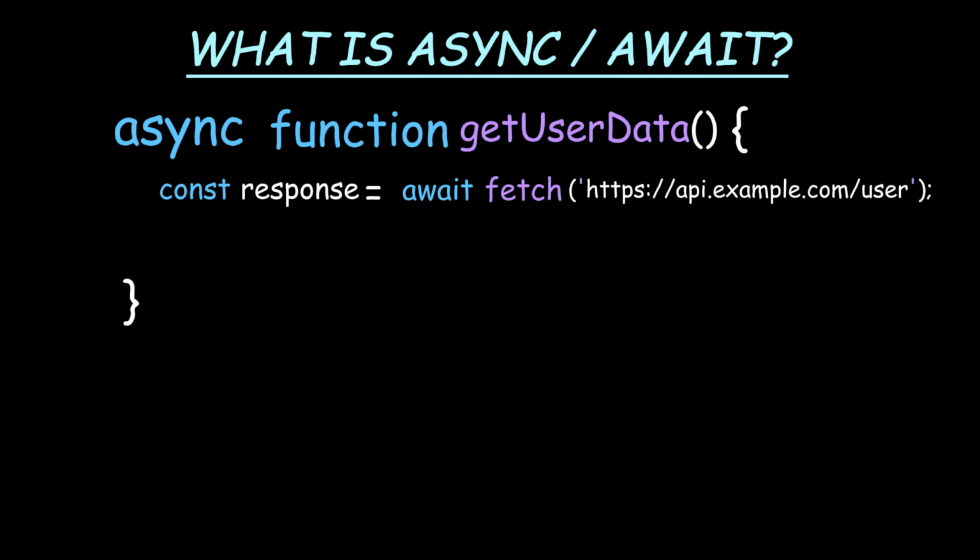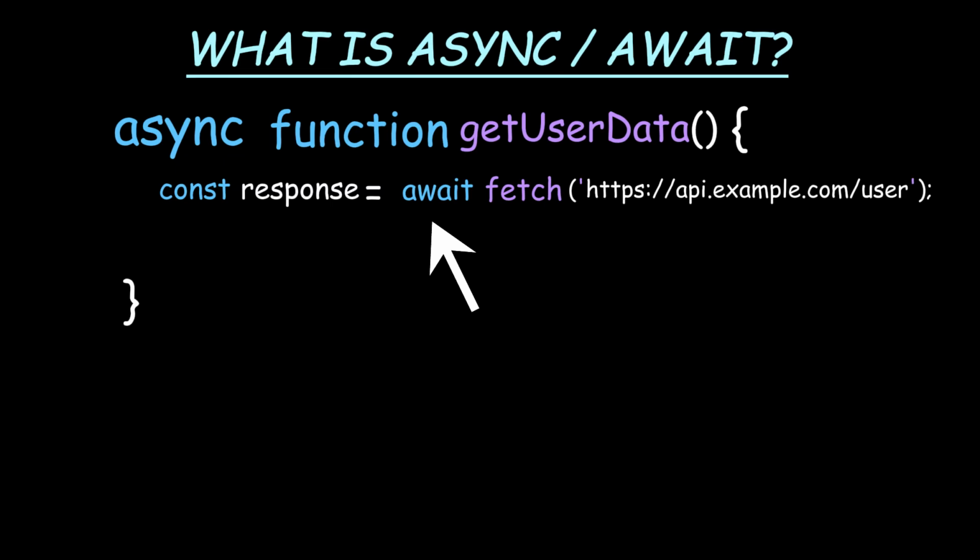Here's a simple example. So here, the async keyword is used to define a function that contains asynchronous code. When you mark a function as async, it means that the function will automatically return a promise. Inside that function, you can now use the await keyword. We use async so that we can write asynchronous logic like API calls or database queries in a cleaner, more readable way. The await keyword is used inside async functions.